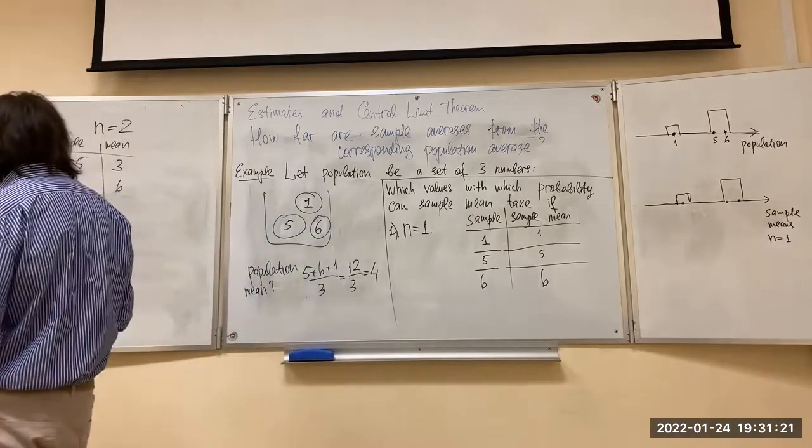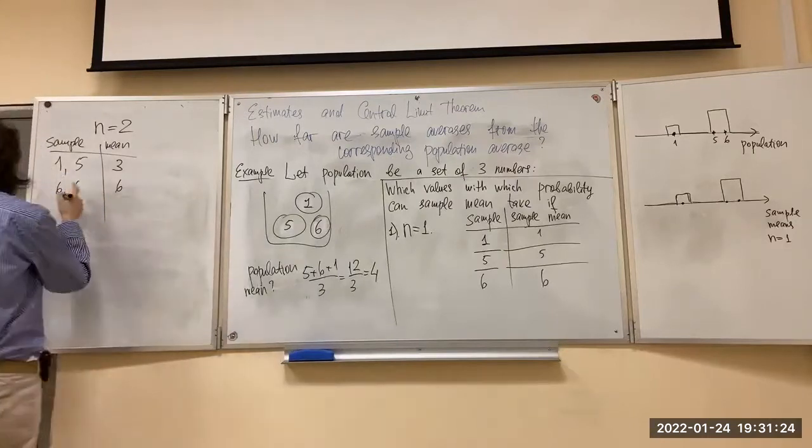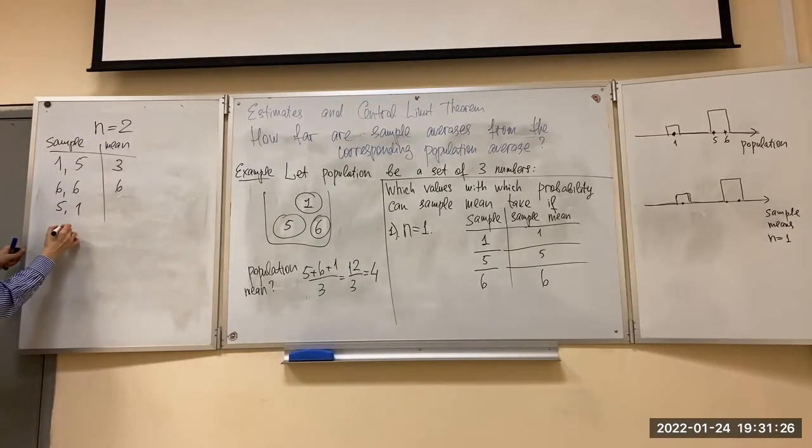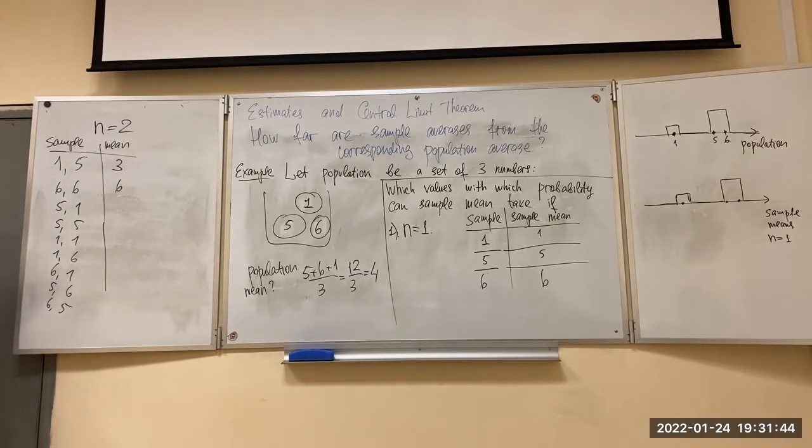And so if I put all possible samples here, I will get something like this: 1, 5, 1, 6, 6, 1, and 5, 6, 6, 5. Note also that as we do sampling with replacement, it is possible for our numbers to coincide. This is not forbidden. And for each of these samples, we can find the corresponding mean.